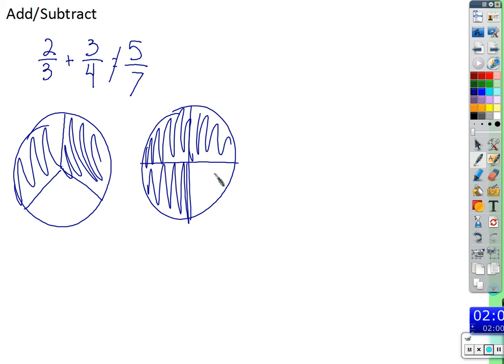So we need to find a number that we can divide this into, but also we could group some of them together and make the same number of thirds, or make 2/3. And we could group some of these together, same size pieces, and have something equivalent to 3/4. The easiest thing to do would just be, well, this is cut into 3 pieces, this is cut into 4 pieces, so we'll cut each of these into 3 pieces and each of these into 4 pieces.